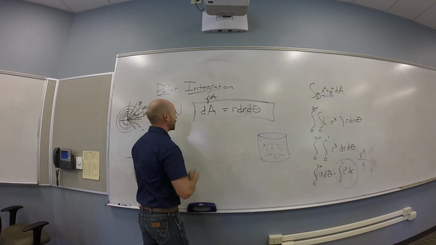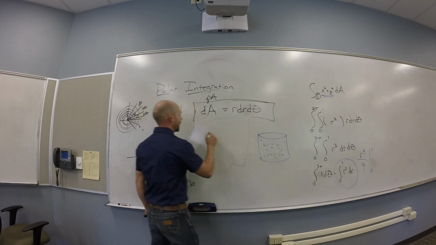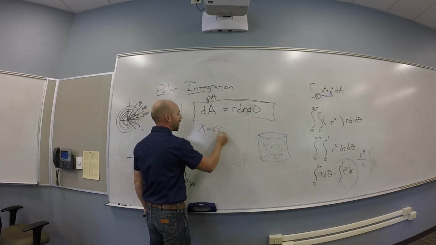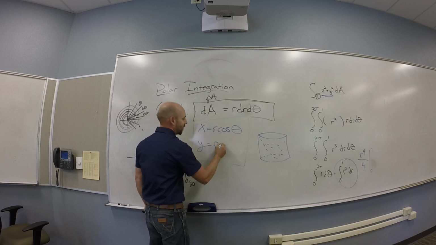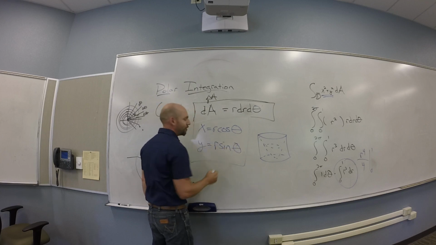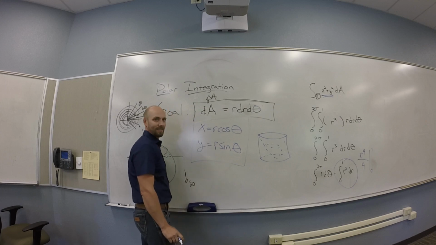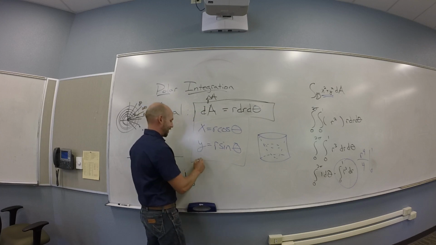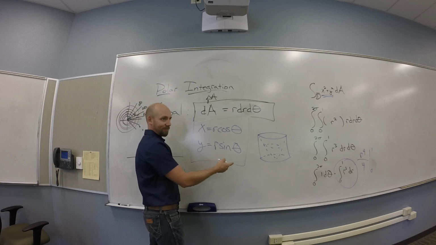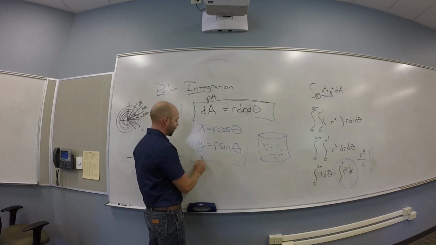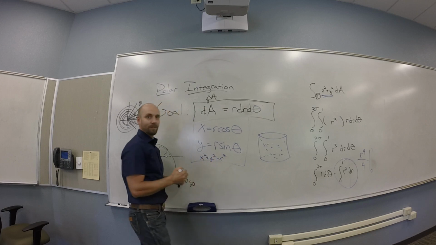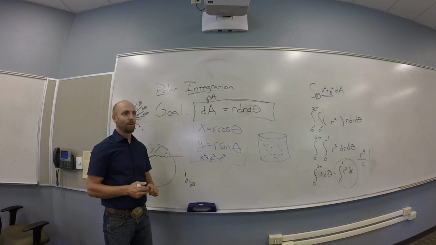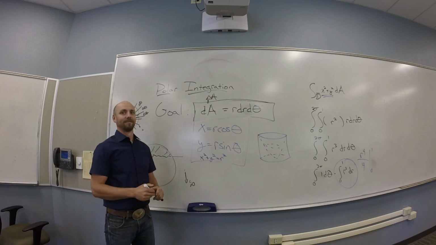Okay, so what are the rest of the conversion formulas? x is r cosine theta, and y is r sine theta. And what should you keep in mind? x squared plus y squared is r squared. Yeah, so either cosine squared plus sine squared is 1, or x squared plus y squared is r squared. Either one, but remember one of those. Cool?